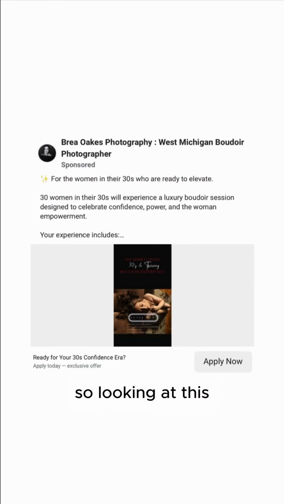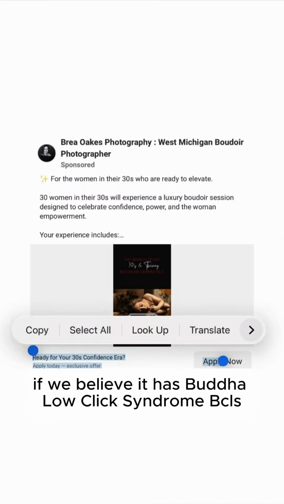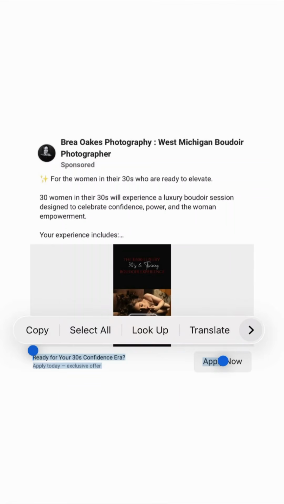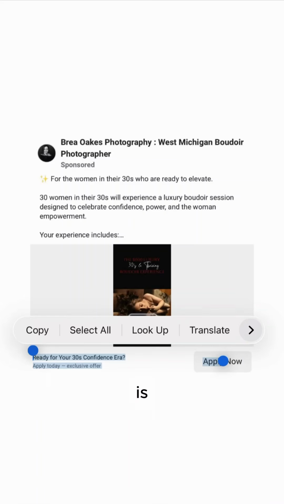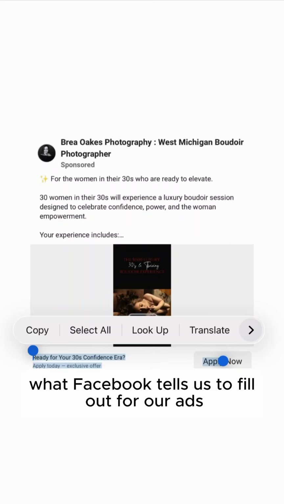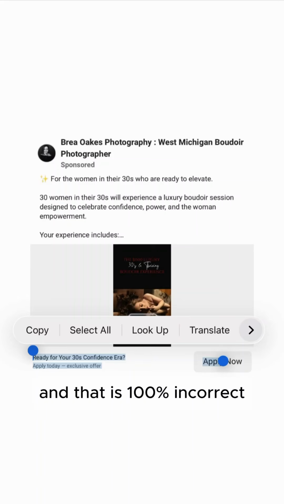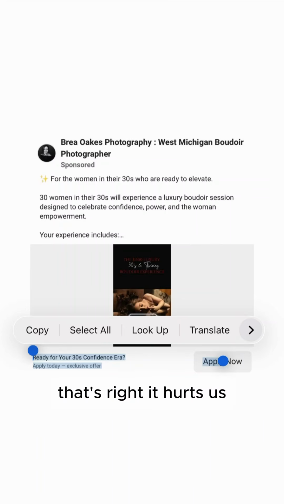So looking at this, we're gonna diagnose if we believe it has Boudoir low click syndrome, BLCS. See if its unique CTR is under 6%. So let's see. We got a creative cluster mistake here. The false belief that caused us to make this mistake is that we believe we're trusting what Facebook tells us to fill out for our ads, when the ad fill out process is what we should fill out for our ads. And that is 100% incorrect. Facebook recommends those things because it helps Facebook and actually hurts us. That's right, it hurts us.